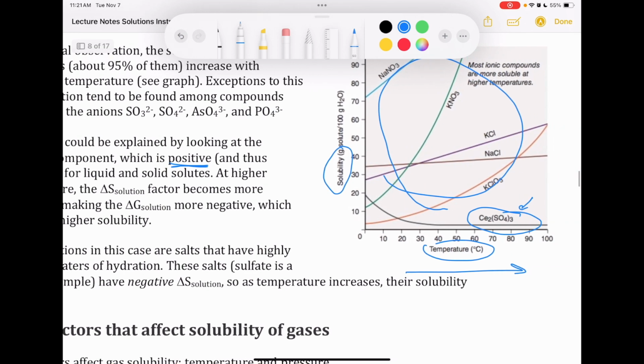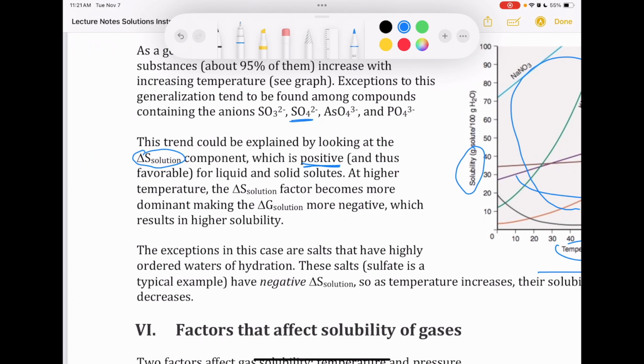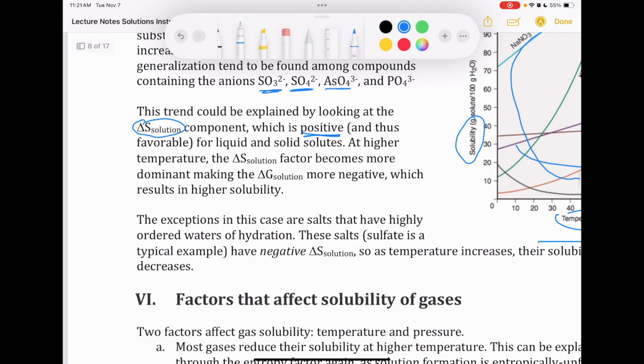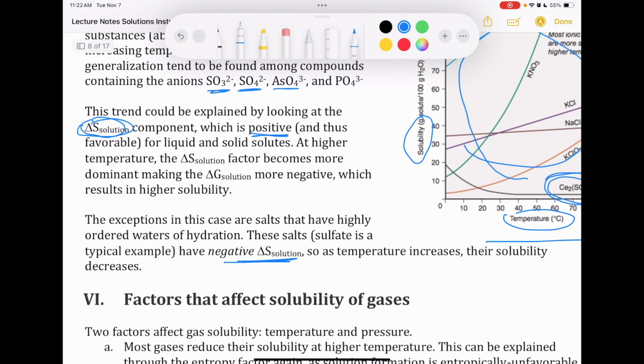So what happens with these type of salts? There are exceptions, and typically they have sulfate or sulfide, arsenate. These type of salts are the ones that would actually dissolve less at higher temperature. Well, the reason for these is actually interesting. Their delta S of solution is actually negative, okay? So in other words, they tend to form more structured hydration shells than what we would typically see in our generic ions. Because of the negative delta S, as the temperature goes up, the solubility of these salts actually decreases, right? Because we have an unfavorable entropy in this case, the salt will dissolve less and less.